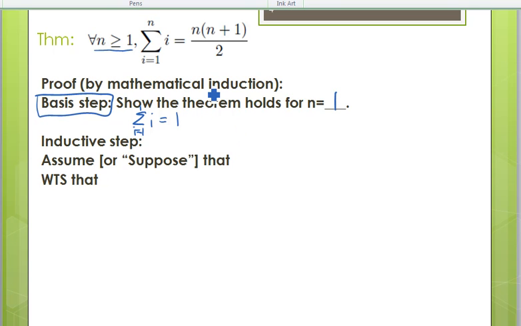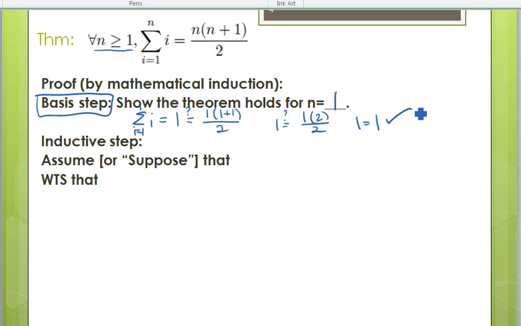Alright, and we're trying to check, does that equal 1 times 1 plus 1 over 2? So let's multiply that out. Does 1 equal 1 times 2 over 2? And that does equal 1. So that's not a question anymore. Those are equal. And our basis step is done.